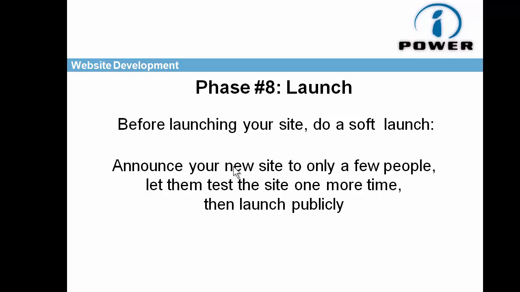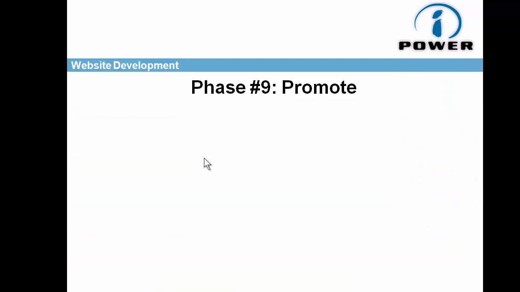So you do have a new website and it's online, it's live, but you don't announce it to everyone, right? But just wait for a couple of weeks just in case. Let them test it one more time, right? And maybe some people will report some problems. And then once you fix and correct all the little things one more time, then launch publicly and finally start promoting your website, which is the final step, step 9.